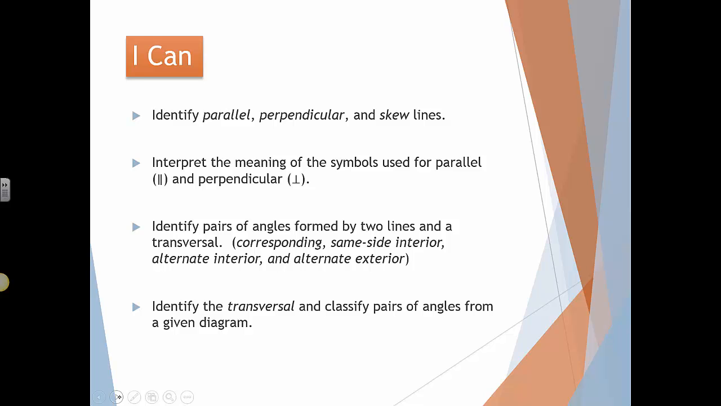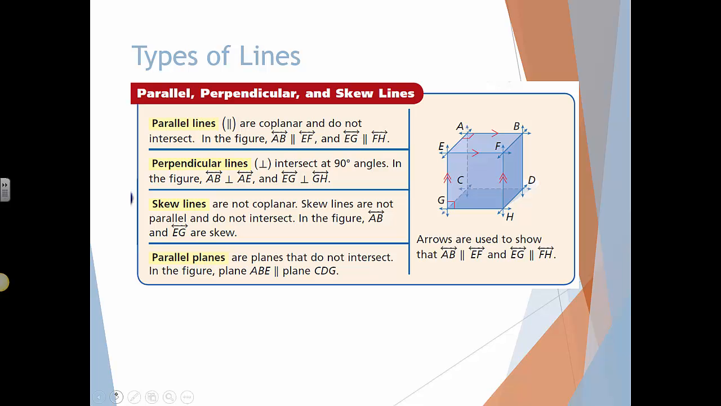I can identify pairs of angles formed by two lines and a transversal, and I've listed the pairs of angles: corresponding, same side interior, alternate exterior. And I can identify the transversal and classify pairs of angles from a given diagram. So let's take a look at what we're doing. First, we're going to address that first I can statement. I can identify parallel, perpendicular, and skew lines.